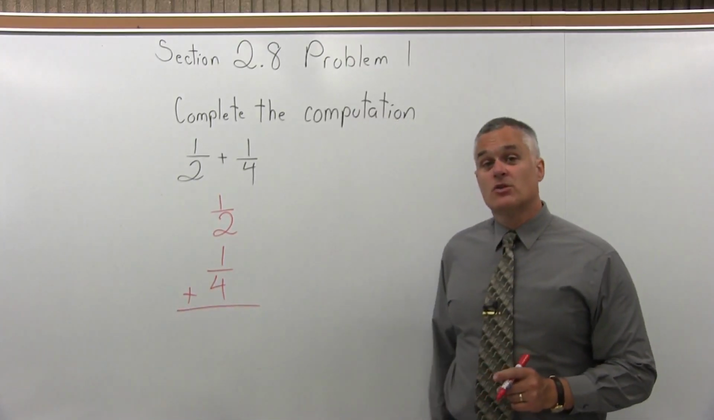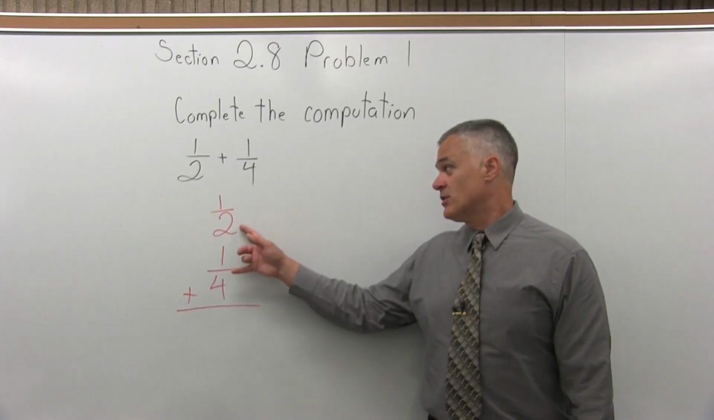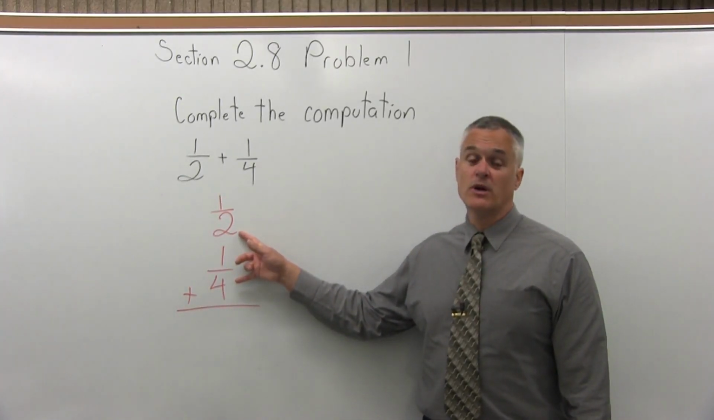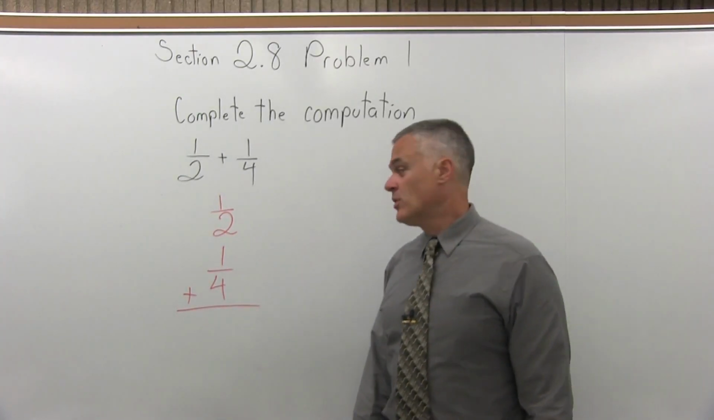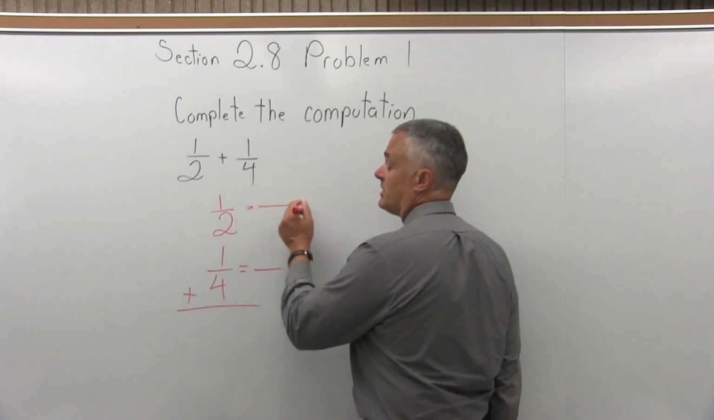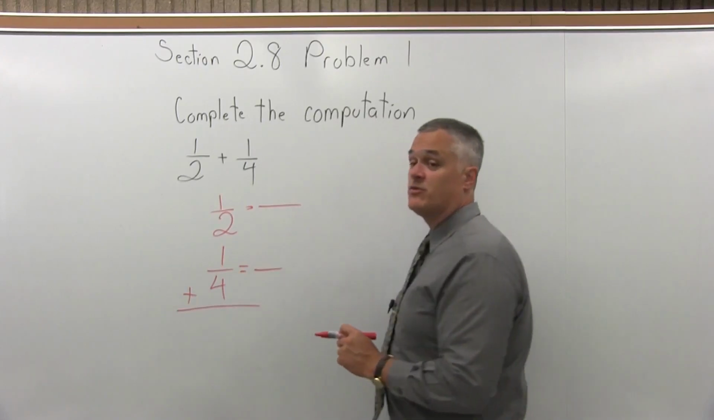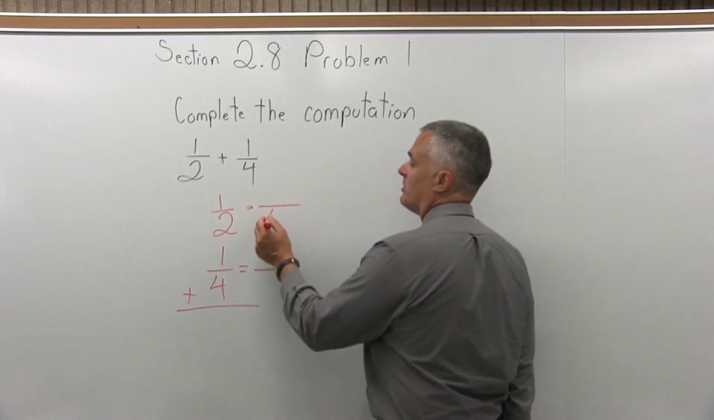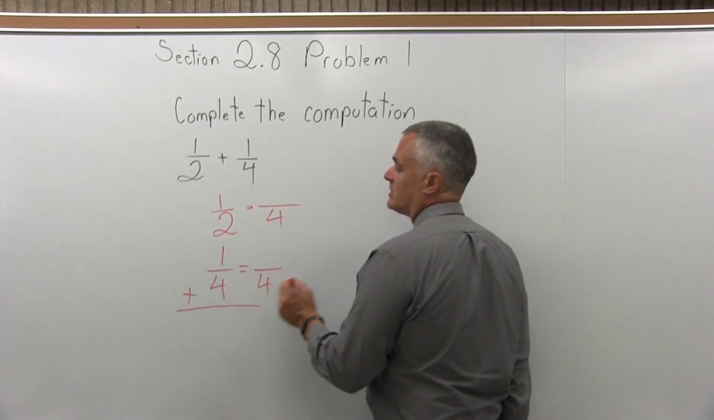Now, we need to make the denominators the same. So looking at the denominators of 2 and 4, a good common denominator would be 4. That's the smallest common denominator. You could make a common denominator something bigger, like say 12, but 4 is a good choice. So I'll put my denominator of 4 for each fraction.